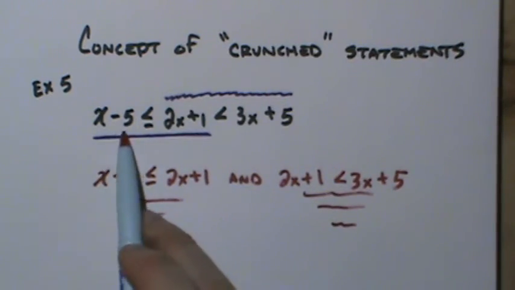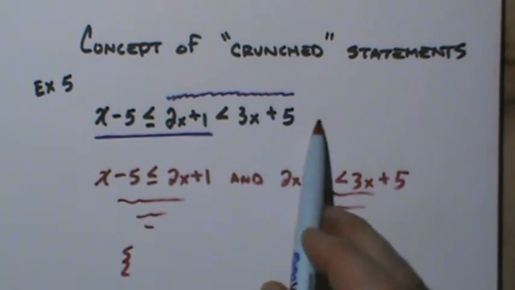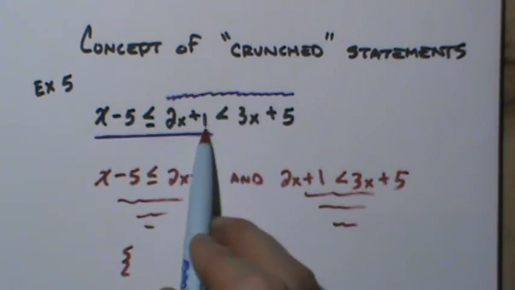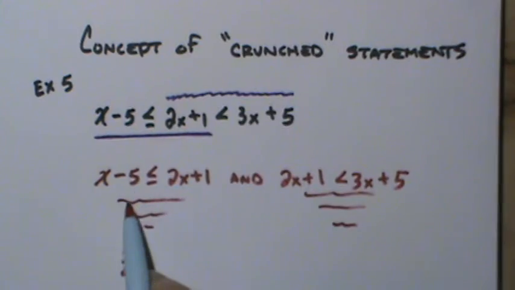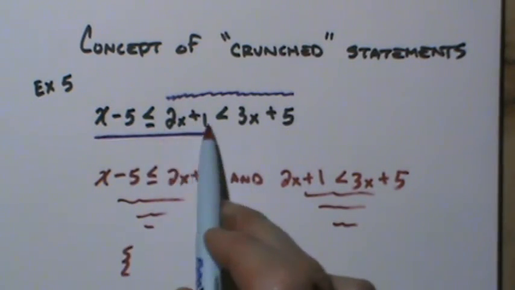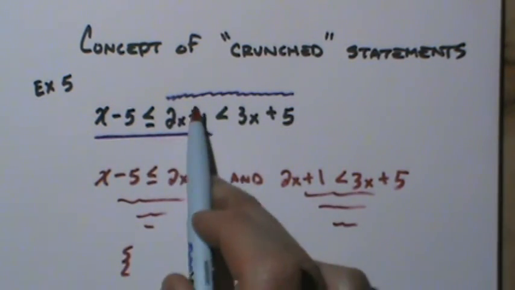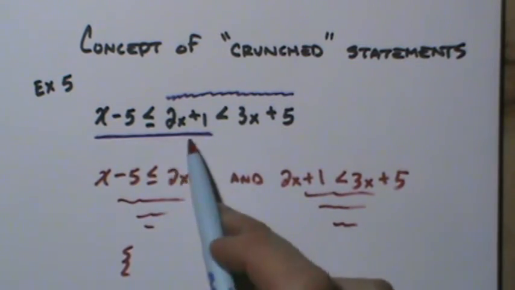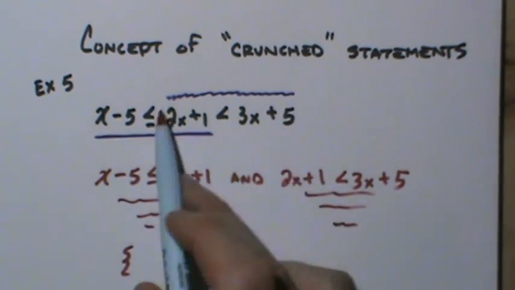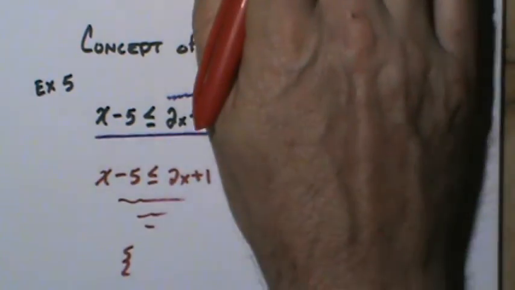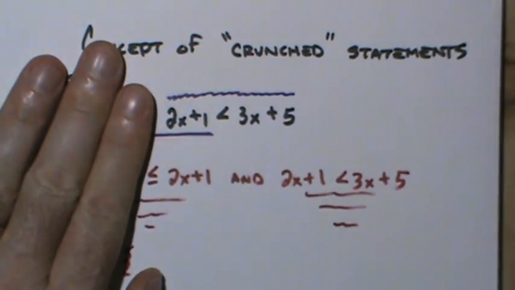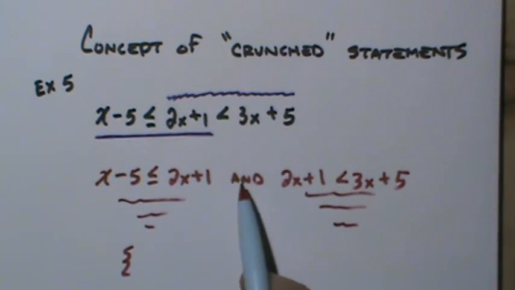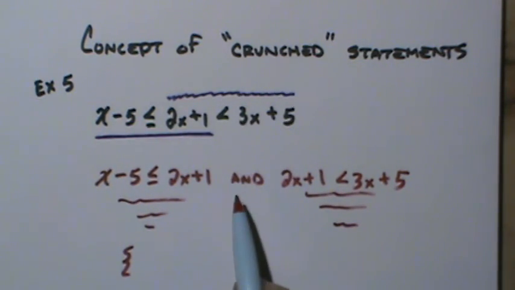You take any compound statement, any crunch statement, and you take the first part, including the inequality, up to the second inequality. That becomes one statement. Then you recycle all of the middle. You can never split that middle. You have to take all the middle all the way to the far end, and that becomes your second statement. So you see how this became my first, then this became my second. That's all I did. And I had to put an and between them because only and statements can be crunched.